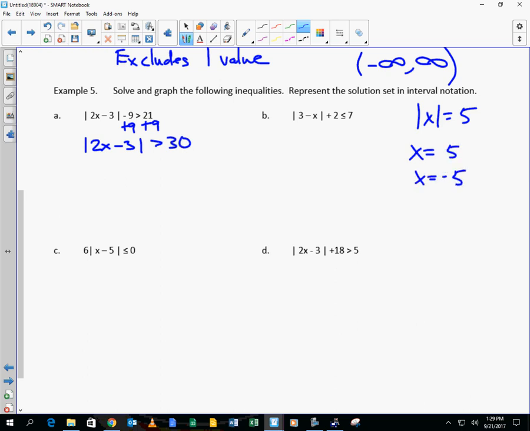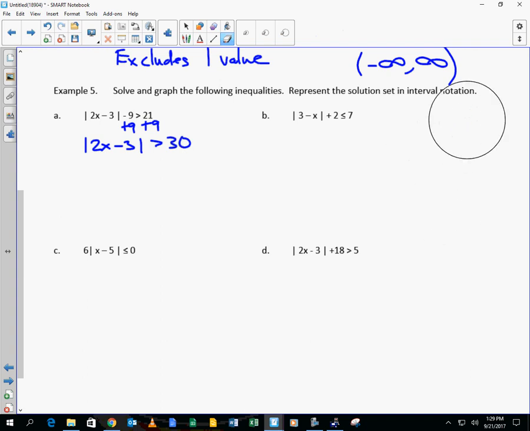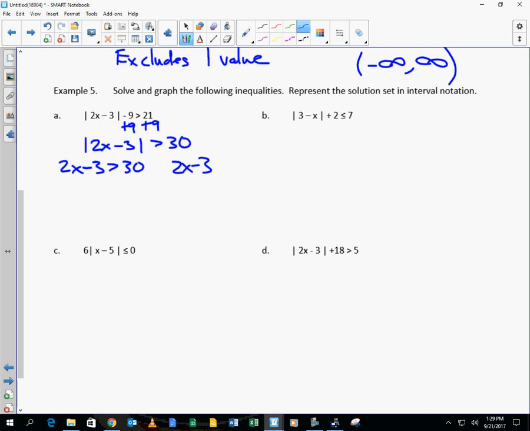So the rule of thumb is that when you get rid of the absolute value signs, you need to make two equations. One that's positive, and one that's negative. And when you make the other one negative, you've got to flip the sign. Okay, and then you just solve both. Now, ahead of time, I could predict, is this going to be a disjunction or a conjunction? Disjunction. Why?